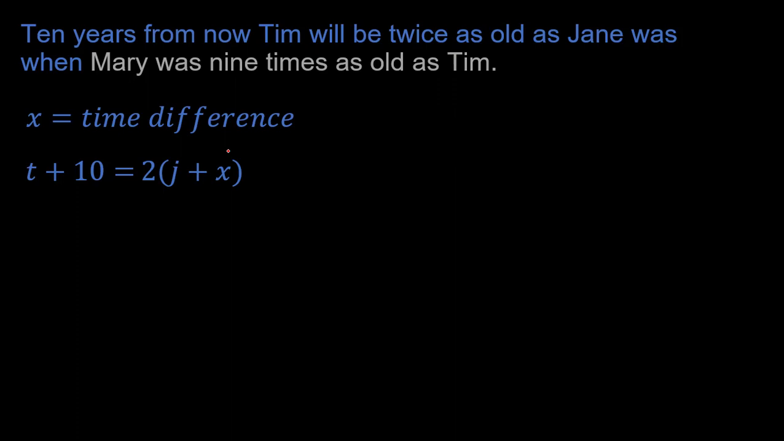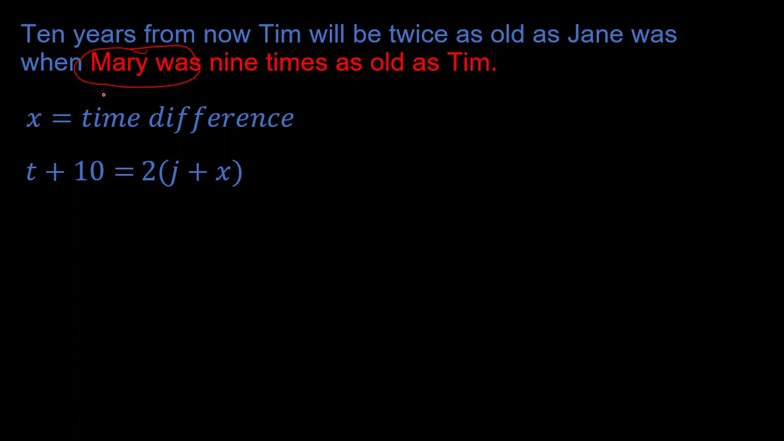But what we have here is this X value, as old as Jane was when, and we've got to use this next part to determine what that X value is. What's the when here? That's what we've got to look at this next section for. Mary was 9 times as old as Tim. Okay, so this Mary, it's not just Mary's age though, it's Mary was. So that's where we're going to have this X, this time difference here, because we're as old as Jane was when Mary was. So it's the same X.